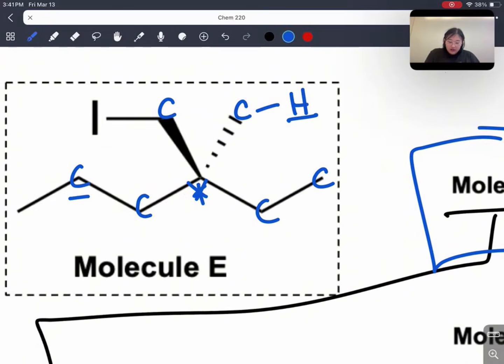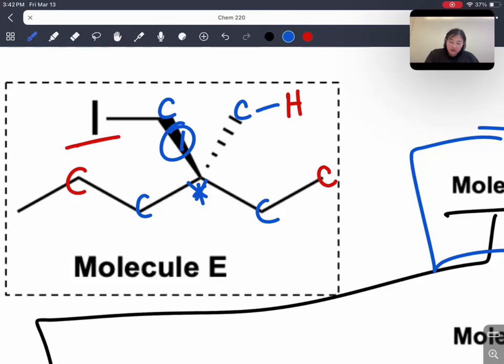I'm going to do this in a different color so it's easier to visualize. After this carbon, we have an H. After this carbon, we have another carbon. After this carbon, we have another carbon. And after this carbon, we have an I. I has a way higher atomic number than C or H, right? So that means this substituent would have priority number one.